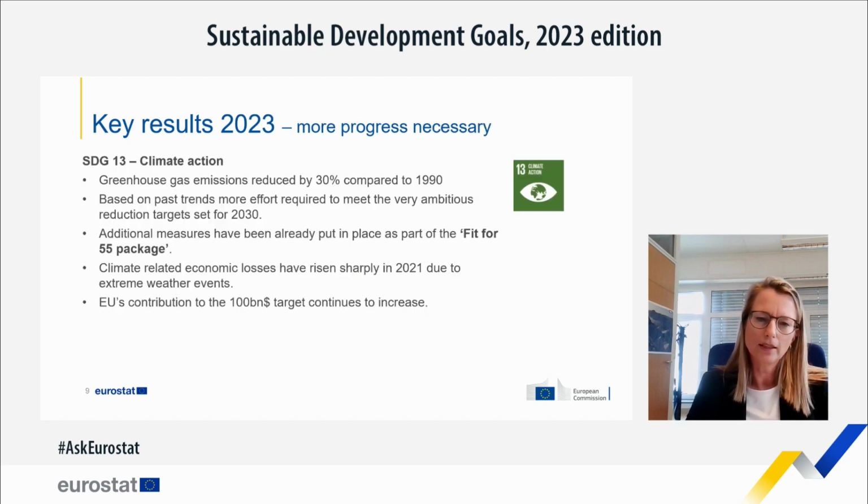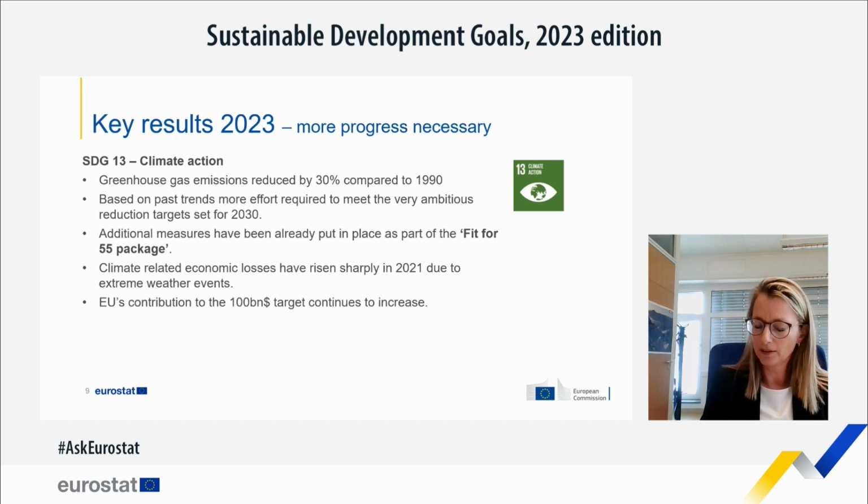But then on the next slide, I will focus on some areas where we still need to make more progress. For example, SDG 13, climate action. The EU has reduced greenhouse gas emissions by 30% compared to 1990, but on the other hand, we have adopted very ambitious targets. As you know, we want to reduce greenhouse gas emissions by 55% by 2030, and we are assessing whether we are on track to reach this target. And based on the past development, we are not yet on track.